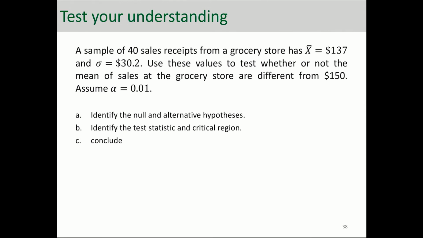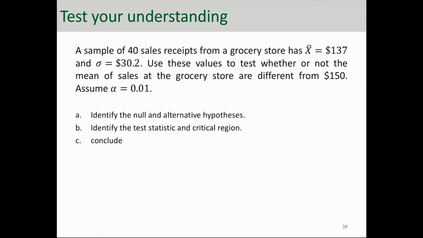Here we are looking at another example for hypothesis testing, and this one says a sample of 40 sales receipts from a grocery store has X bar of $137. So that's the sample average. We took a sample of 40 sales receipts, and the average shopping amount is $137. And the standard deviation of the population is given as $30.20. Use these values to test whether or not the mean of sales at the grocery store is different from 150.